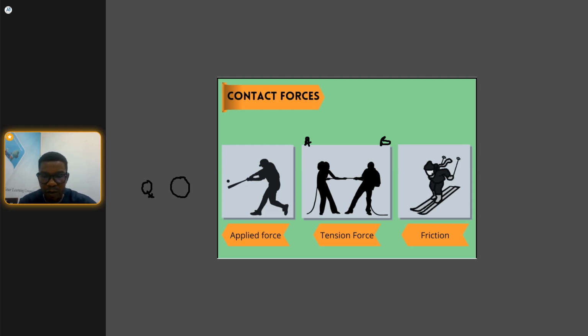So we have another one, friction. Let's take an example of a vehicle. A vehicle is moving on the road because of friction.